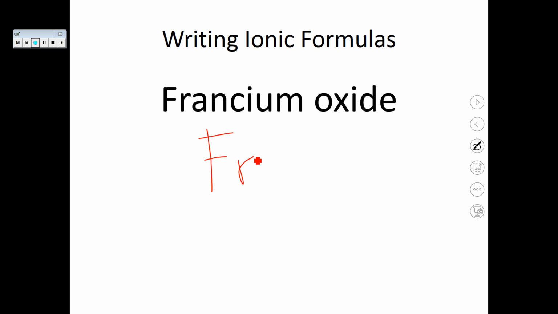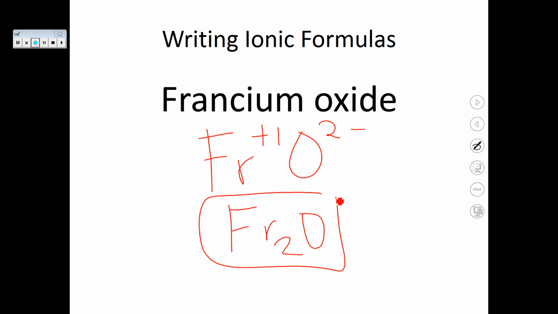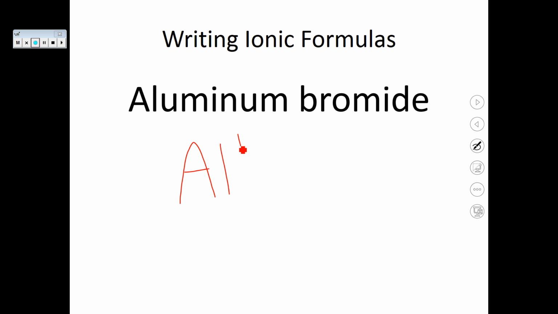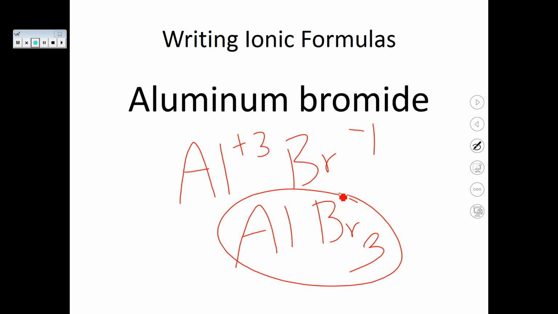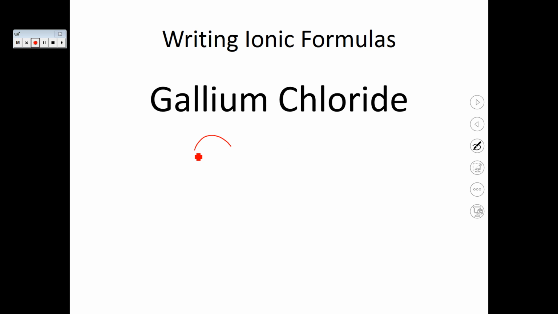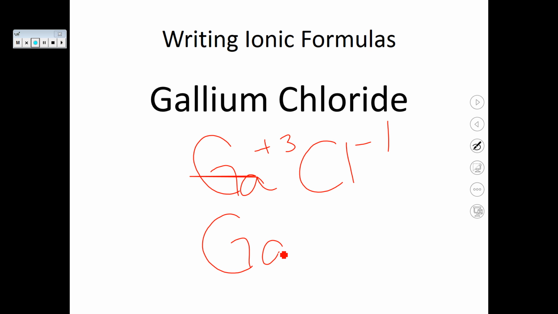Francium oxide. Francium is +1. Oxygen is -2. This becomes Fr2O1. And again, if I'm going too fast, press pause on the video. Make sure you understand where these numbers are coming from. Aluminum bromide, Al +3, Br -1. So this becomes AlBr3. Gallium chloride, gallium is +3, chlorine is -1. This becomes GaCl3.